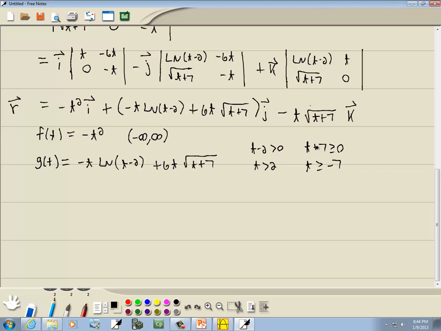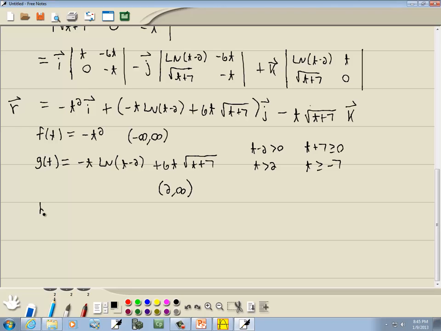Well, which one to use? Let's think about this a little bit. If I chose the one on the right here, the t is greater than or equal to negative 7, well, if I put negative 7 in the natural log, negative 7 minus 2 is negative 9. We can't have log of a negative number. So we're actually going to go with the t is greater than 2. If I did the graph, it would become obvious why I'm doing that. Because we're looking for the intersection, remember? So this will be 2 to infinity, like that.